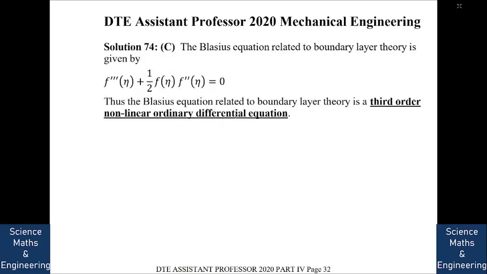So let us see. The Blasius equation related to the boundary layer theory is given by f triple dash eta plus half of f of eta into f double dash eta is equal to 0. Now, as this product is there, it is non-linear. Then, as it is triple dash, it is 3 times differentiated, so it is third order. Then this is an ordinary differential equation. So our equation is a third order non-linear ordinary differential equation.